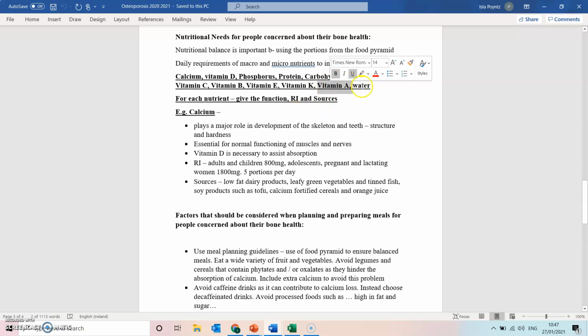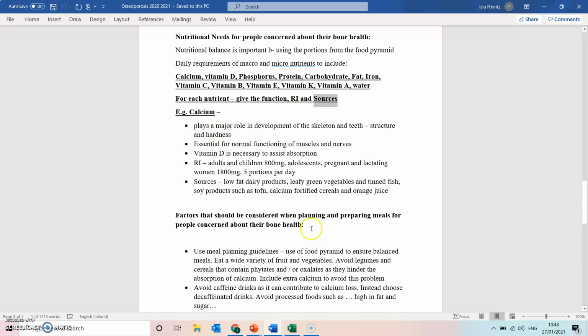Now, for each nutrient, so not water, but for each nutrient, you have to give the function and try and link it in with bone. You have to give the RI. Now, you can find this in your book, or you will find it on the Food Safety Authority website, fsai.ie. And three healthy sources. So I have calcium done there for you, so you can put that in your own words. It's directly linking to the skeleton and the bone and the teeth, and then I will let you do the rest similar to that layout.